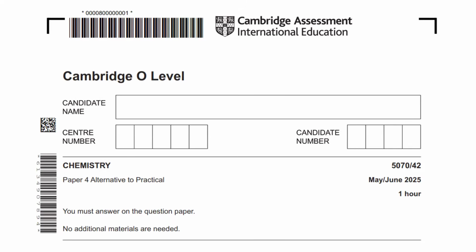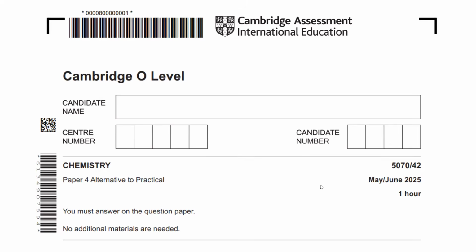Hello everyone, this is Cambridge O-Level Chemistry paper number 4, alternate to practical. The subject code is 5070. This is the May-June 2025 exam. This is version 2 of this paper.